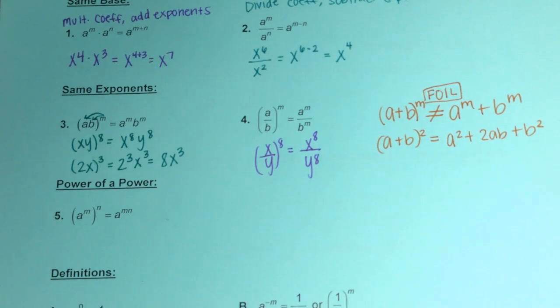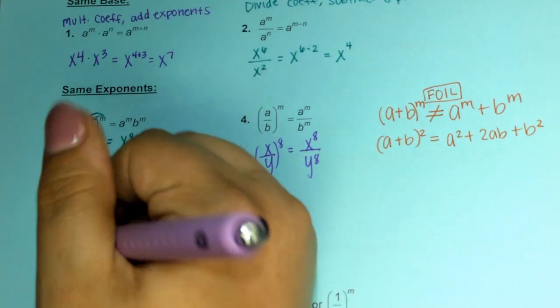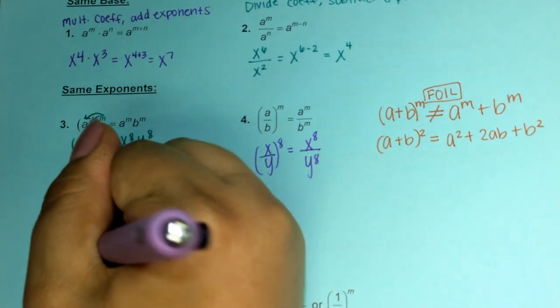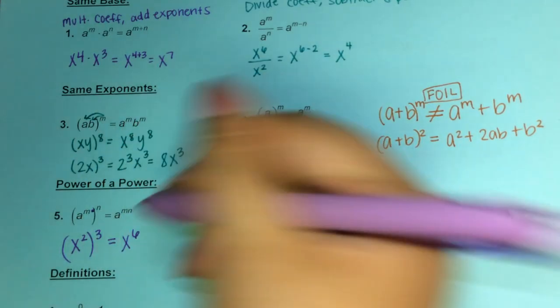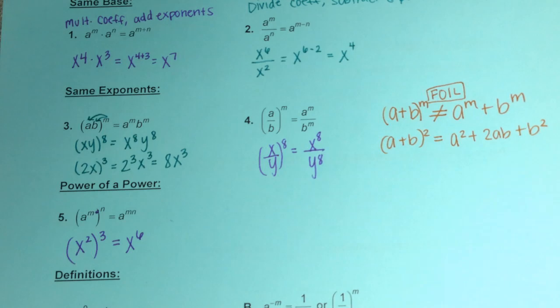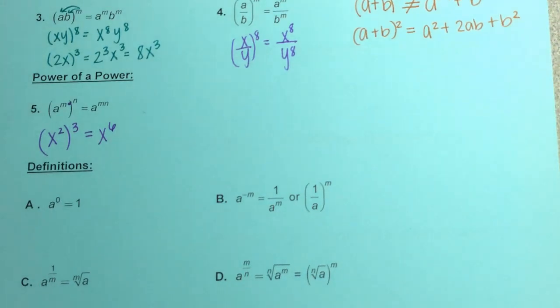Last but not least on this section, power of a power. a to the m raised to the n. What do you do with these two exponents? Multiply them. So if you have x squared to the third, what are you going to get? x to the sixth. Just multiply your exponents. Do I have any questions so far?